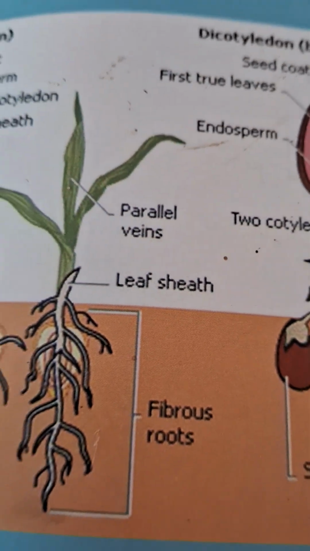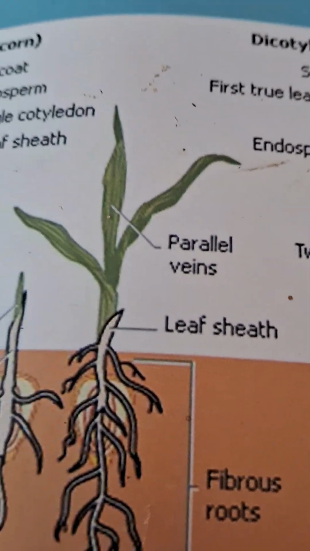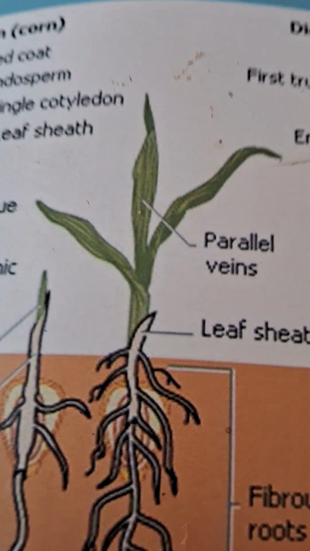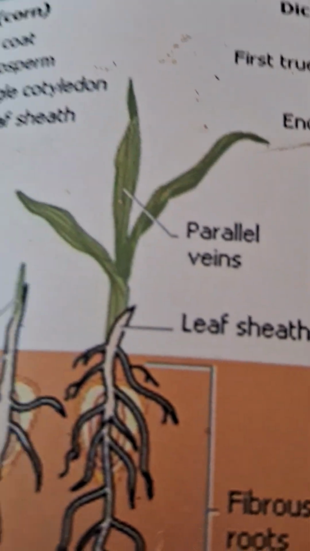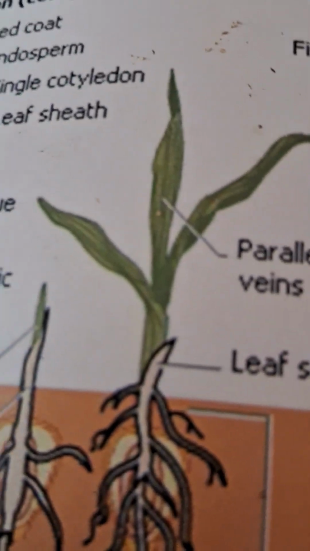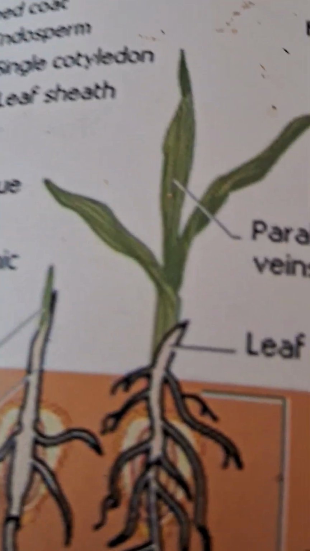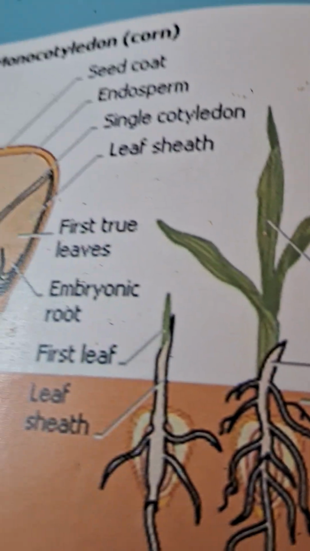So the first difference is seed is viable, but the grain is not viable. Seed is used for further propagation purpose, but the grain is used for consumption purpose. We use the grain only for preparing food, for consumption purpose. That is the second difference.